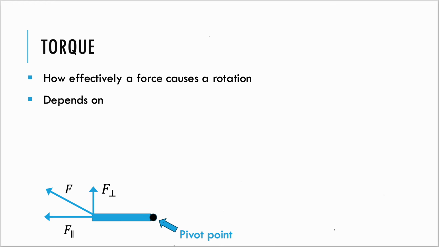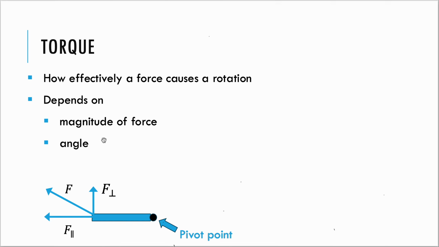Let's look at torque. Torque is how effectively a force causes a rotation. We can see in this picture here there's an object and it's fixed at this point that we call the pivot point. If there's a force acting on it, it's going to have a tendency to cause a rotation. The torque exerted by the force is going to depend on three factors. First, the magnitude of the force. The stronger the force, the more torque.